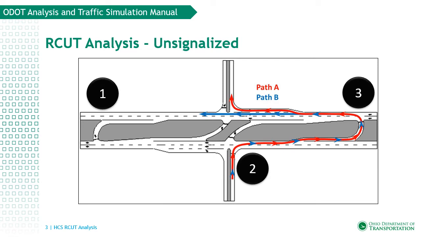To conduct an unsignalized RCUT analysis, the two-way stop control module is used. One two-way stop control file is necessary to serve as the main intersection file, shown as number 2 on this slide, and separate two-way stop control files are needed for the upstream and downstream U-turn intersections, shown as number 1 and 3. The upstream and downstream intersections will be attached to the main intersection file.